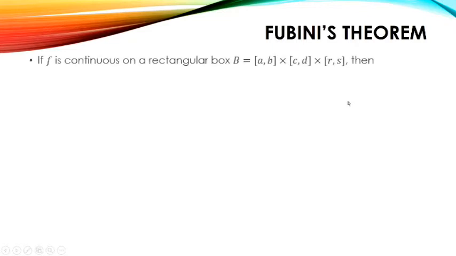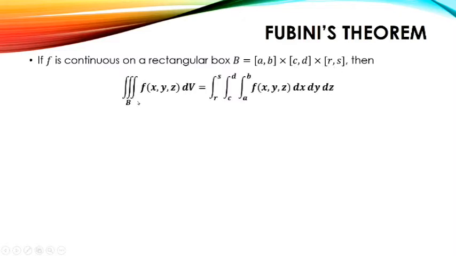Okay, so just like Fubini's theorem for double integrals, if the function f is continuous on the rectangular box B, having dimensions A to B by C to D by R to S, then the triple integral of the function f of (x, y, z) dV on the rectangular box B is the iterated integral of the function f of (x, y, z) dx, dy, dz, where x is evaluated from A to B, y from C to D, and z from R to S.